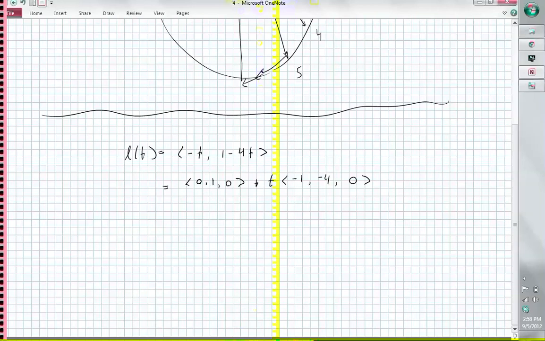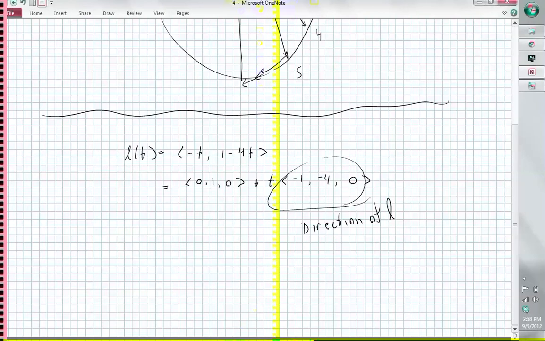Why is it useful to break it up this way? Gives you the direction. Exactly. That's the direction of L. So now that you know how to pick off the directions and you have these quite lovely tests for perpendicularness and parallelness, I think you can do the problem, Henry.